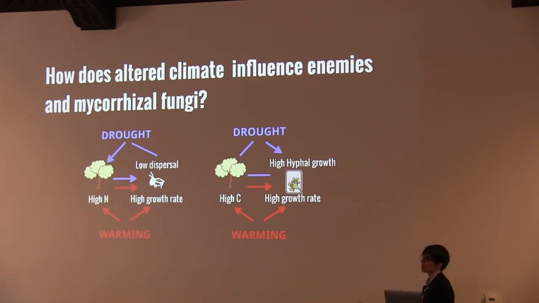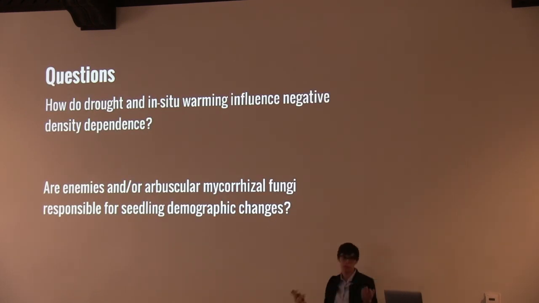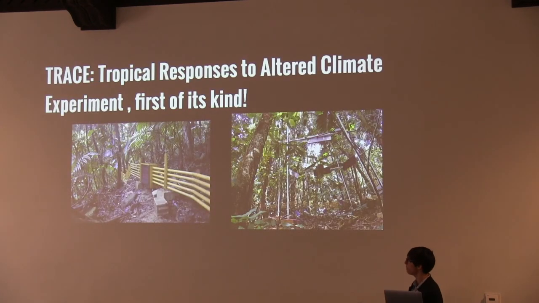So what that means is that it's really hard to make a prediction about how climate is going to change all those species interactions. But we still decided to look at it. So we first asked more broadly, without looking into their interaction, how drought and climate change influence seedling demography, and whether or not changes in the enemy community and mycorrhizal community were responsible for some of those demographic changes.